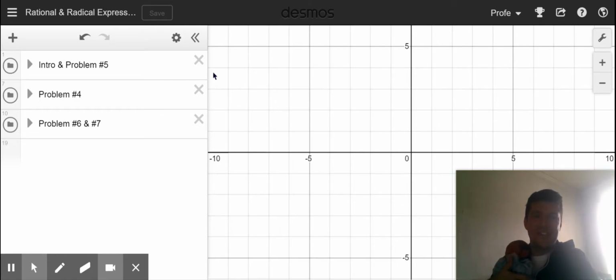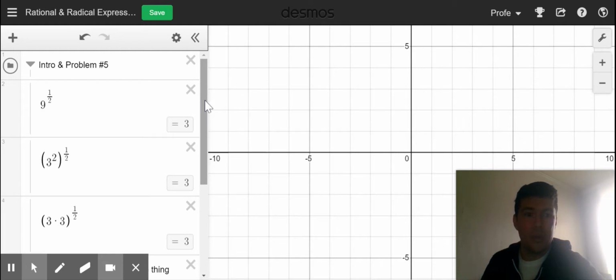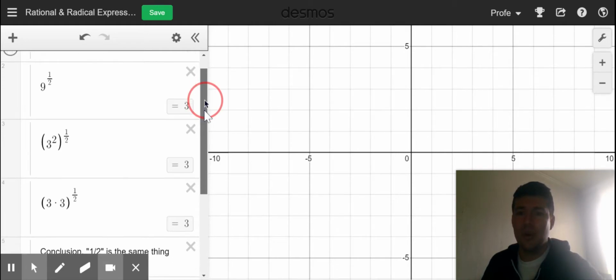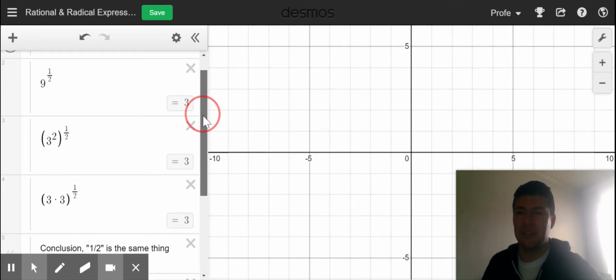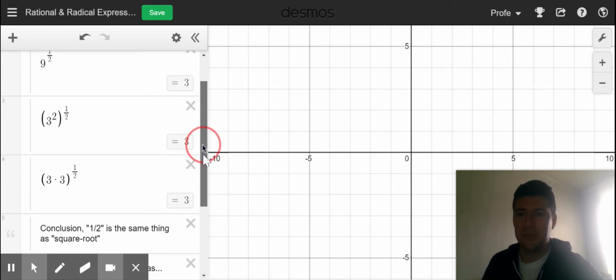Okay, so let's get started. As an introduction, this will help you with problem number 5. So 9 to the 1/2 power is the same as 3. Okay, think about that. 9 to the 1/2 power is the same as 3. So I'm going to rewrite 9 as 3 squared. 3 squared is 9, we know. So 9 is 3 squared. 3 squared to the 1/2 power is also 3. Those are equivalent expressions.